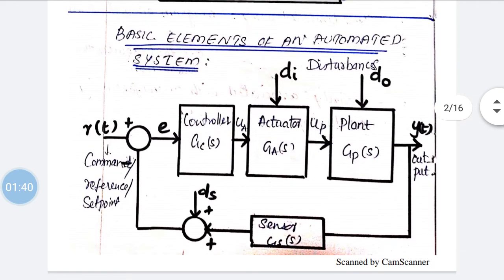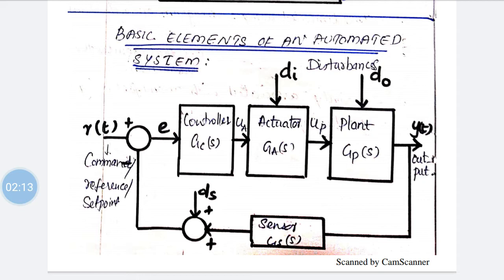This is a block diagram of our usual closed loop control system. It has an input and an output, and there are three blocks in the forward loop: a controller, an actuator, and a plant, where the plant is the process in an industry, and there is a feedback system. It consists of a sensor, and the controller has a gain of GC of S, the actuator gain is GA of S, and the plant has a gain of GP of S.